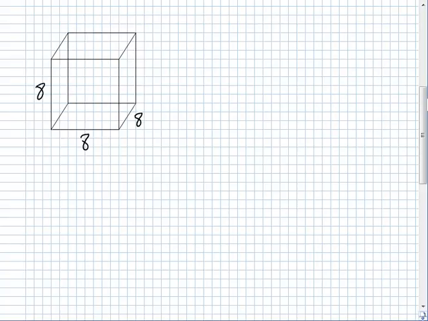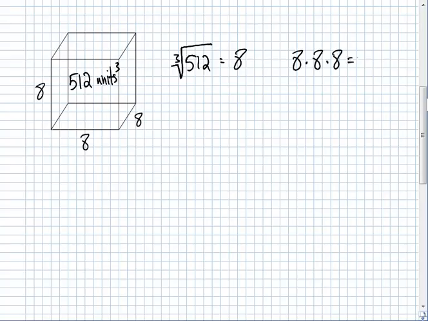Anyway, if we're to find the volume of this cube, we would find that it's 512 units cubed. And so we could say that the cube root of 512 is equal to 8 because 8 times 8 times 8, 3 times there, is equal to 512. You get the idea. Okay?